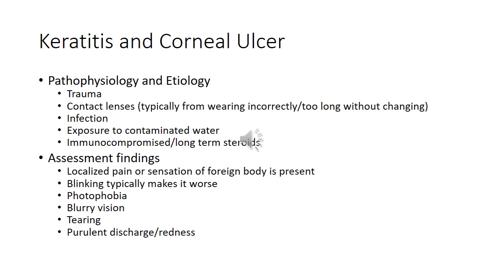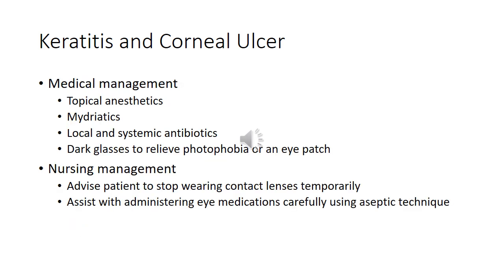Assessment findings: localized pain or sensation of a foreign body is present. Blinking typically makes it worse. Photophobia, blurry vision, tearing, purulent discharge, and redness. The treatment for keratitis and corneal ulcers generally is topical anesthetics, mydriatics, local and systemic antibiotics, dark glasses to relieve the photophobia, or an eye patch.